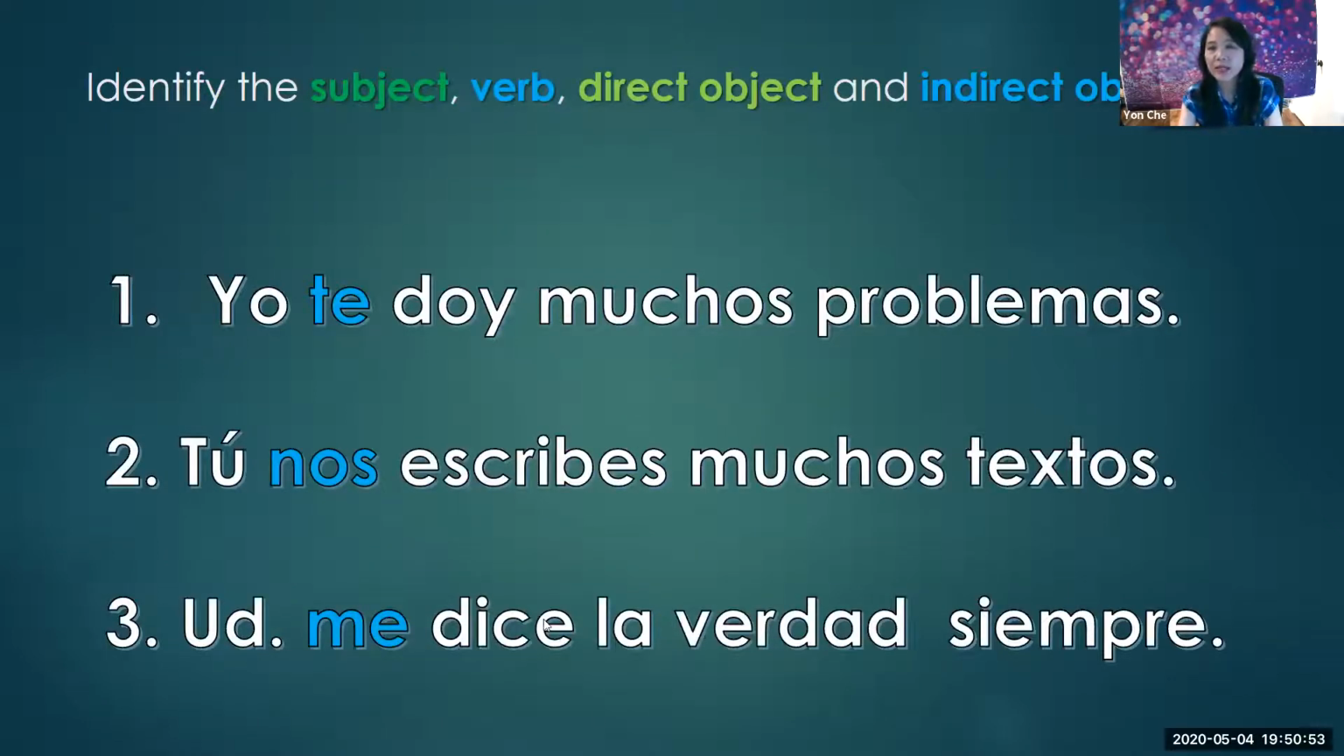Okay, so let's do some practice here to see if you really understood the concept. Identify the subject, verb, direct object, and indirect object of each sentence. So number one, yo te doy muchos problemas. What is the subject? What is the subject of the sentence? If you forgot what question to ask to identify the subject, look at your notes. What does it say? It's the who, right? It's the who of the sentence. So who gives you a lot of problems according to this sentence?